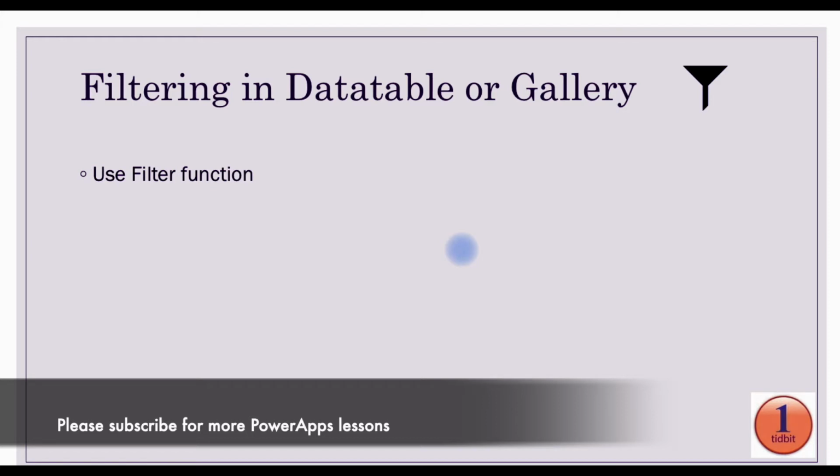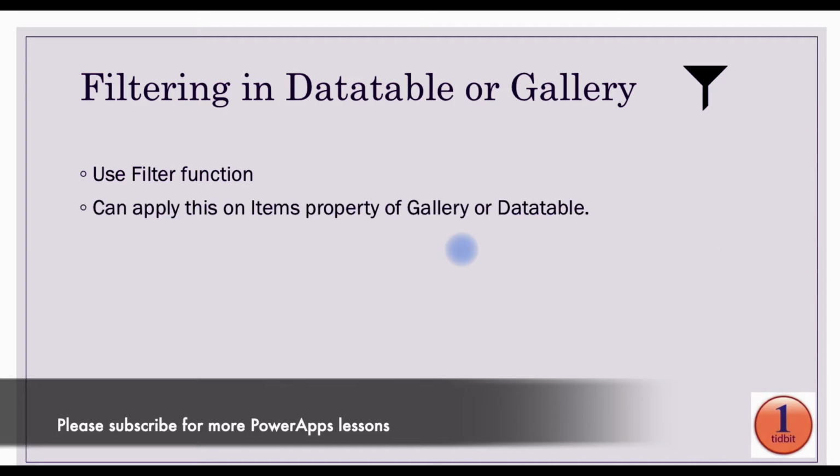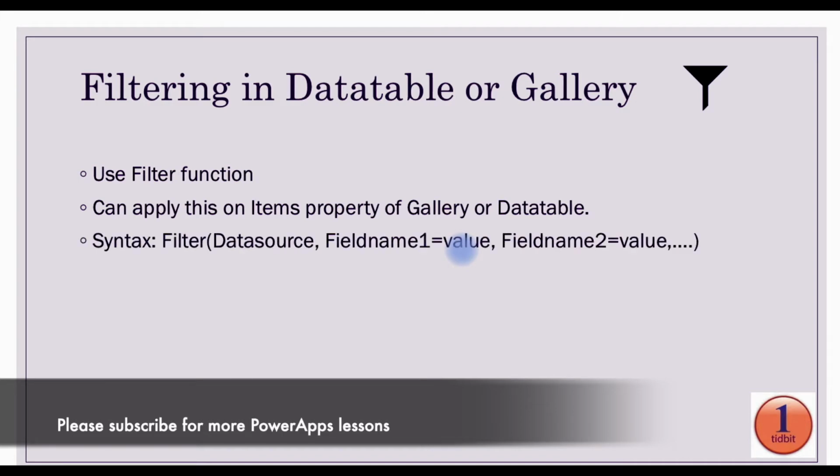We can apply this filter on a gallery or data table. To invoke this, we need to use the Filter function, and this can be applied on the Items property of the gallery or data table. The syntax is Filter of, first it will ask for a data source, maybe a collection, a SharePoint list, or an Excel file.